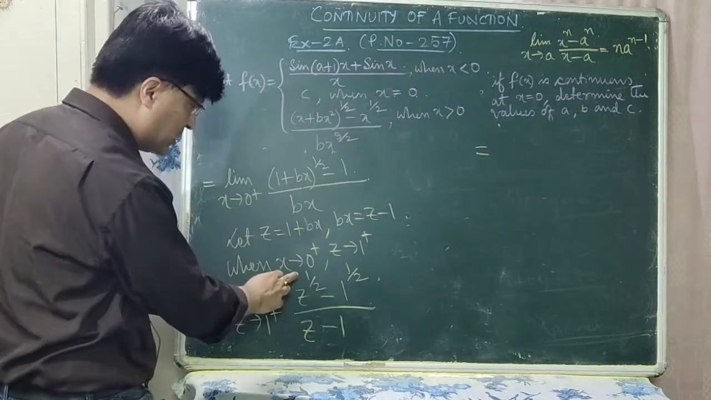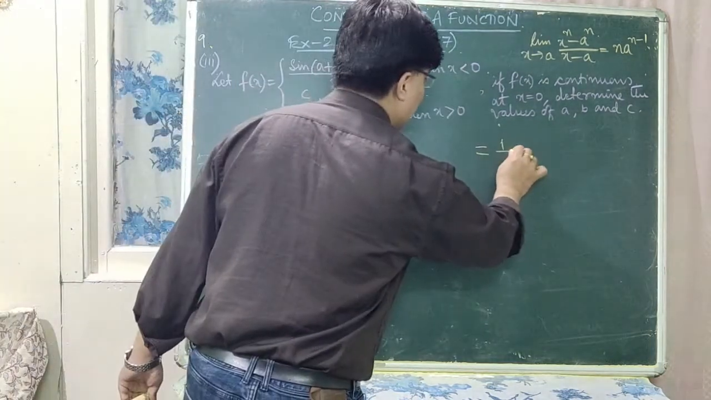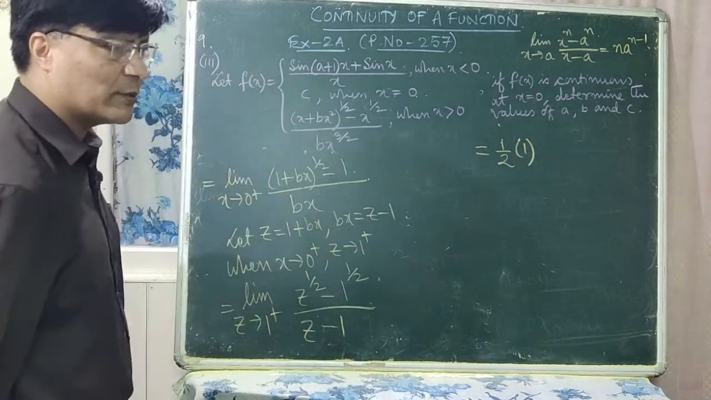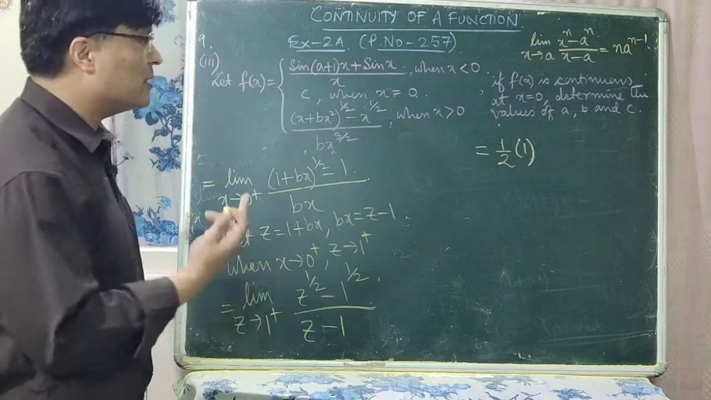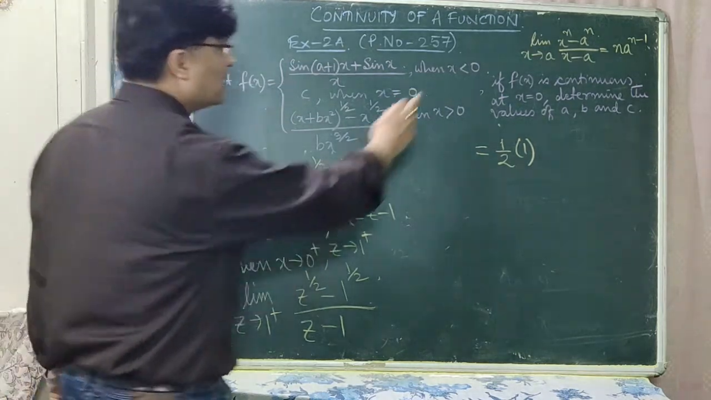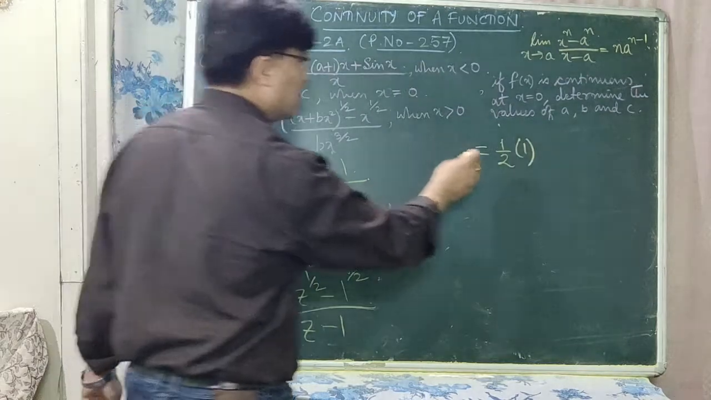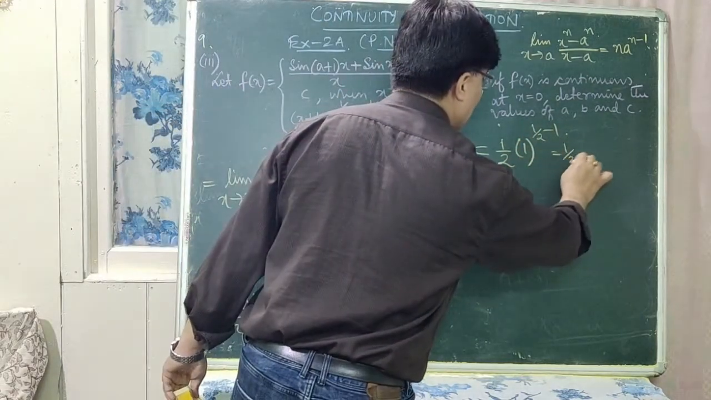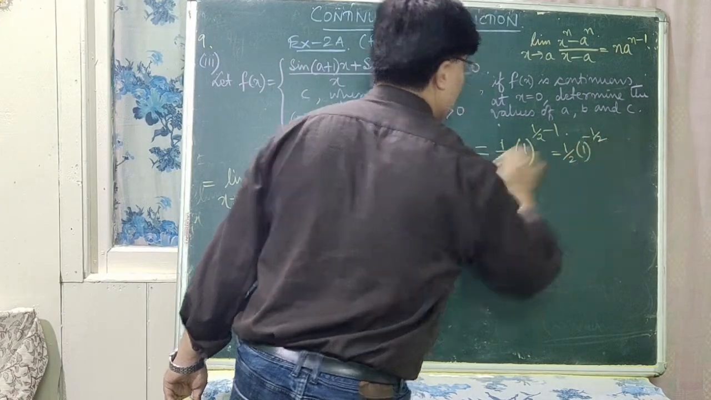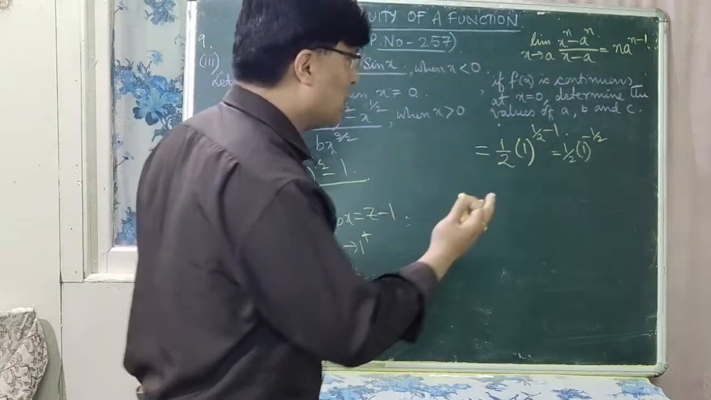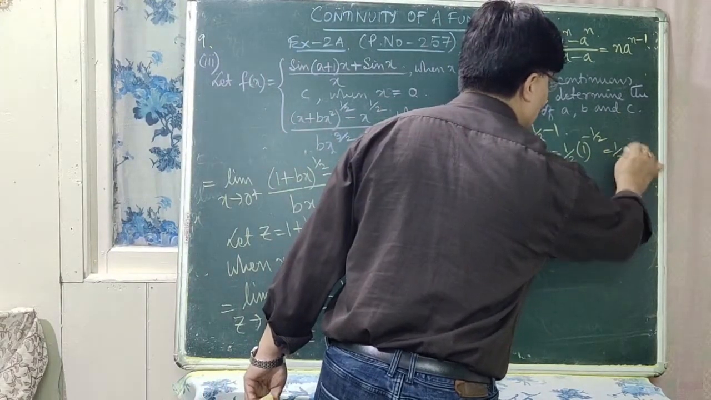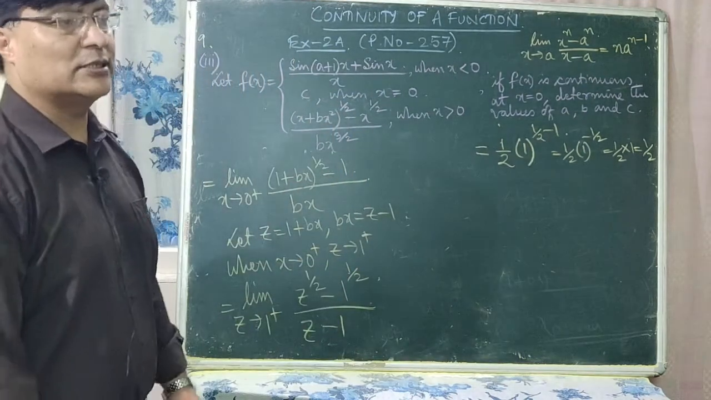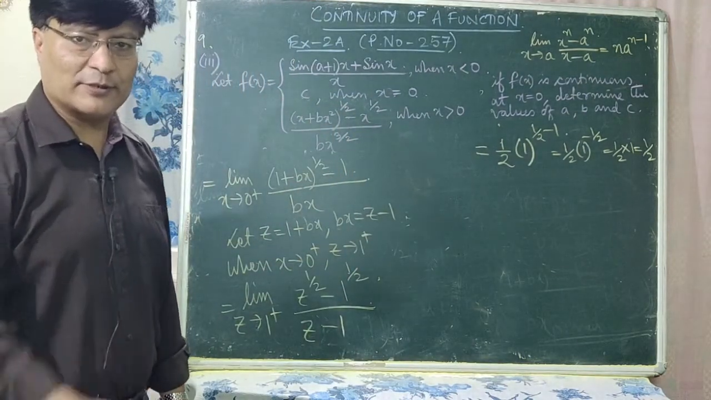So n comes in the front, that is half comes in the front. Half into z is replaced by 1 plus, means 1. It only indicates that z is approaching towards 1 from the right hand side. So z tends to 1 plus means it is 1. So replace this z by 1. Then decrease the power by 1, that is half minus 1. So which is equal to half into 1 whole to the power minus half, right? 1 to the power any number is always 1, which is equal to half into 1, which is equal to half. That is, the right hand limit is half.